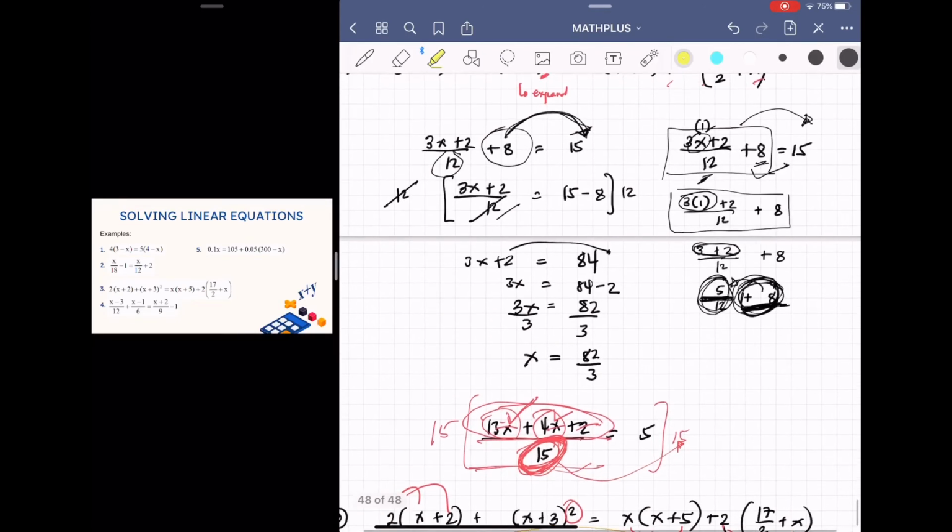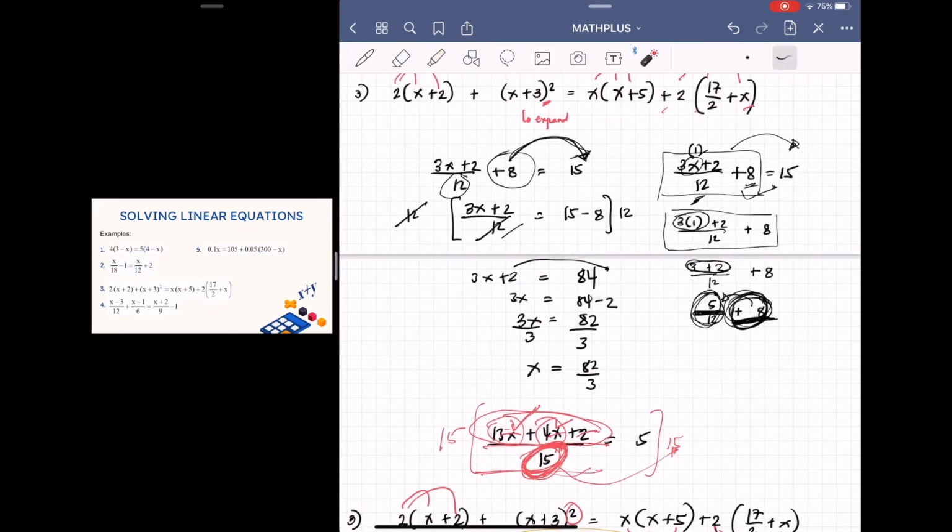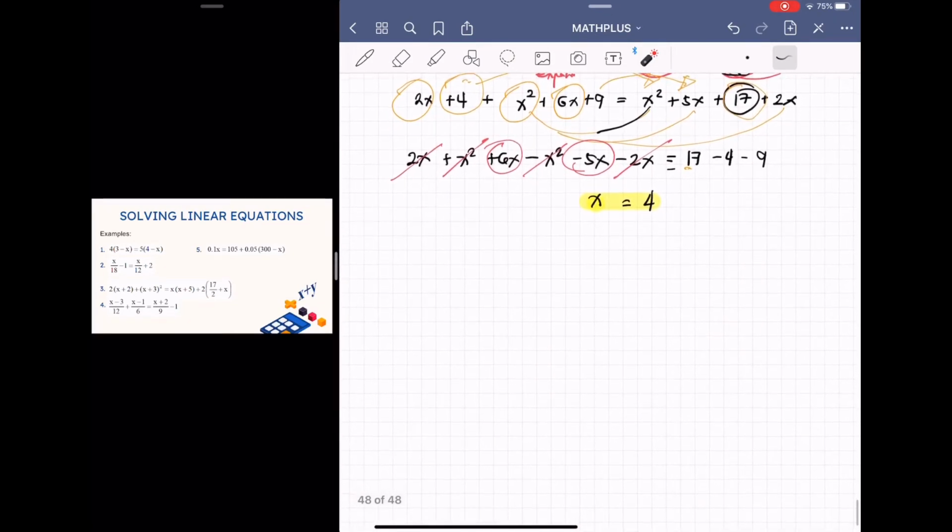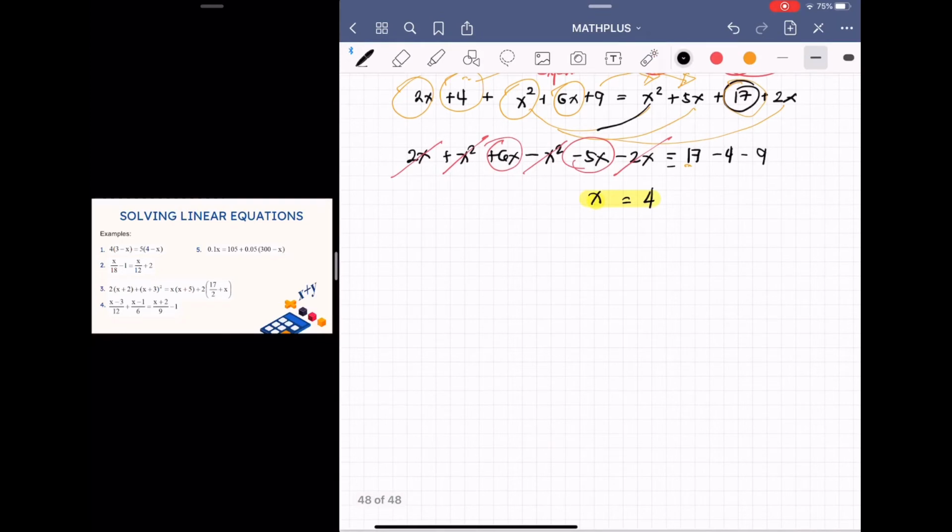What I explained here, okay, about what you need to do first, you'll be able to realize this when we go to literal equation. Okay, so let's continue. We have 2 more examples. So number 4, I have (x minus 3) all over 12 plus (x minus 1) all over 6. That's equivalent to (x plus 2) all over 9 minus 1.